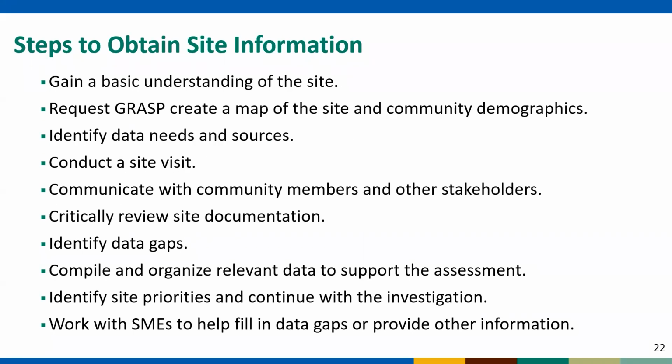There are several steps in the iterative process to obtain site information, and this slide just lists some of them. I'm going to talk about just a few. One is to get a basic understanding of the site, and you want to do some research up front before you go and visit the site. Another good way to learn about the site and surrounding area is to have the GRASP folks help you prepare an introductory map. We'll take a closer look at that on the next slide.